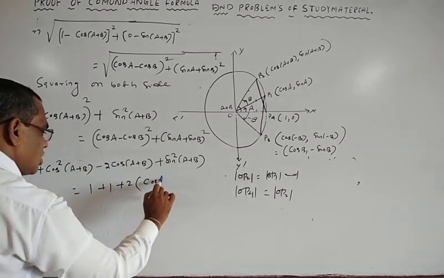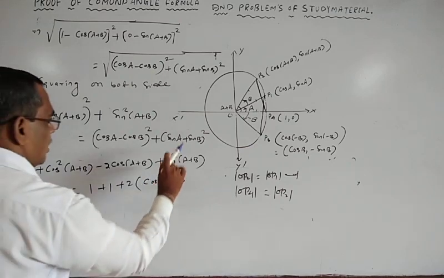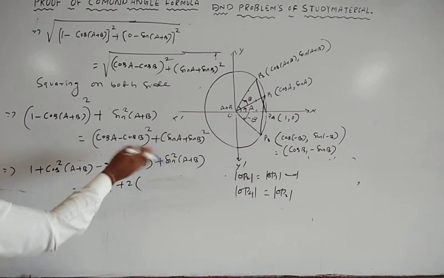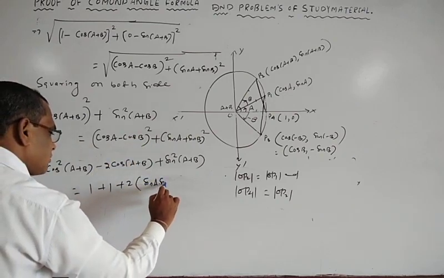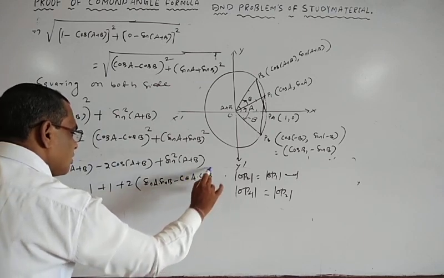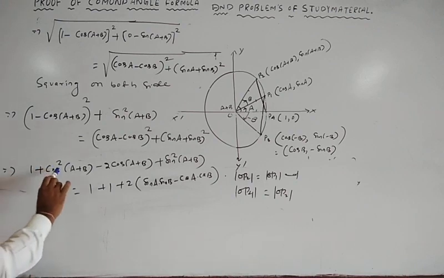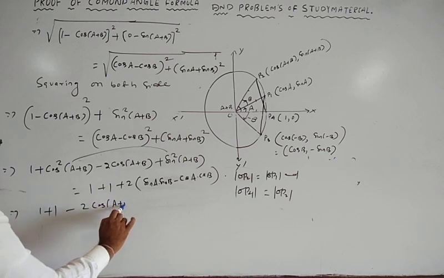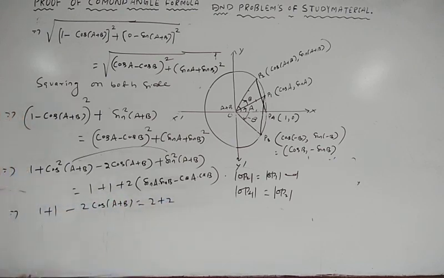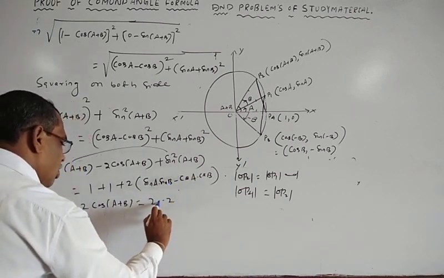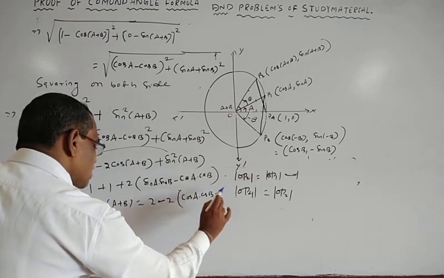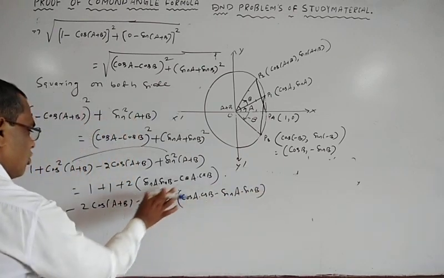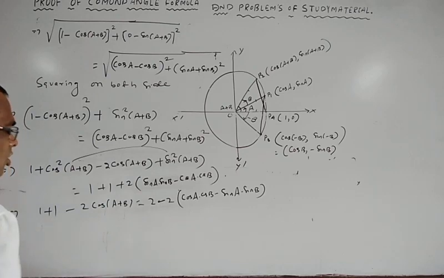Take 2 common. Cos square (a plus b) plus sin square (a plus b) is 1, so 1 plus 1 minus 2 cos(a plus b) is equal to 1 plus 1, 2 plus 2, into, taking minus common, minus 2 into (cos a cos b minus sin a sin b). So here we add 1 plus 1, 2, and plus 2, taking minus common again, cos a cos b minus sin a sin b.